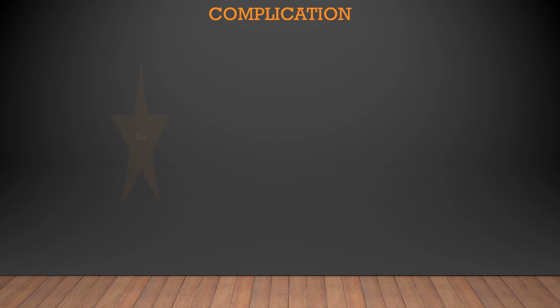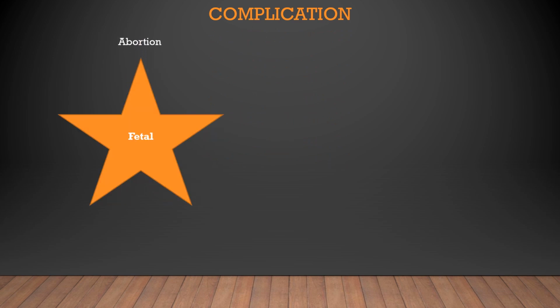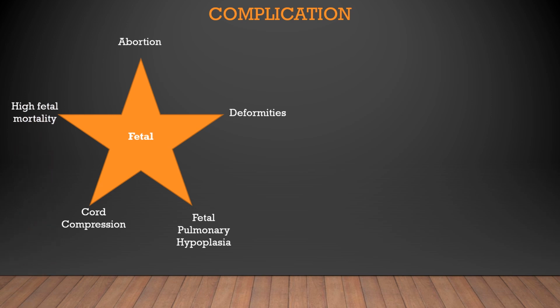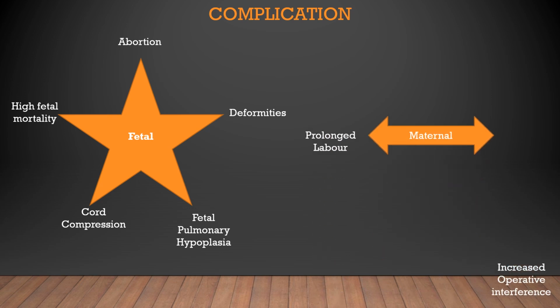Next, complications. First, fetal: abortion, deformities, fetal pulmonary hypoplasia. In deformities, mainly clubfoot. Then cord compression. Because of less amniotic fluid, the chances of cord compression will be more. And lastly, high fetal mortality. Then maternal: prolonged labor, and the next is increased operative interference.